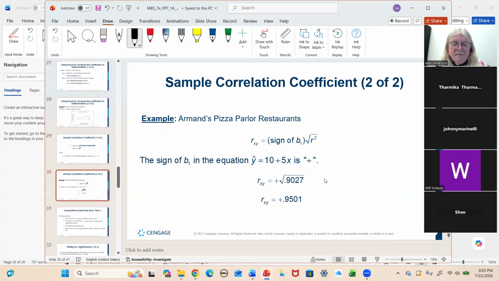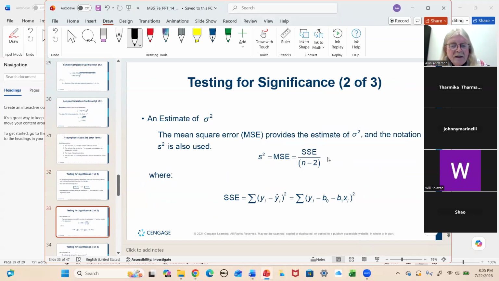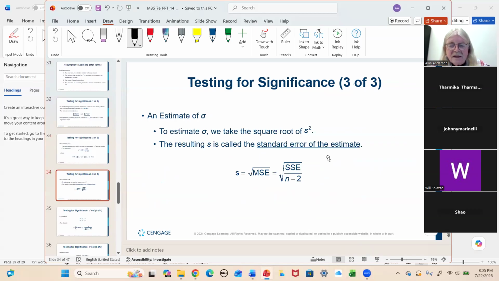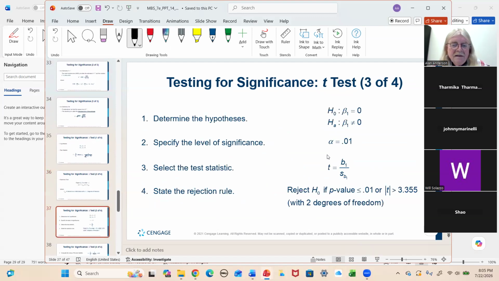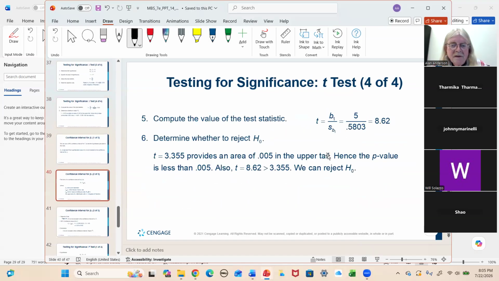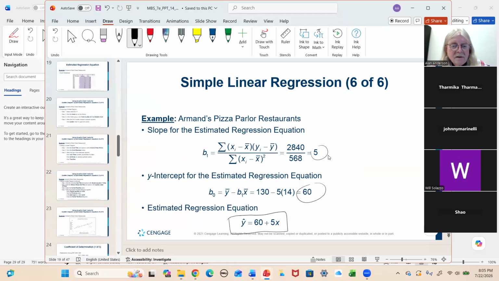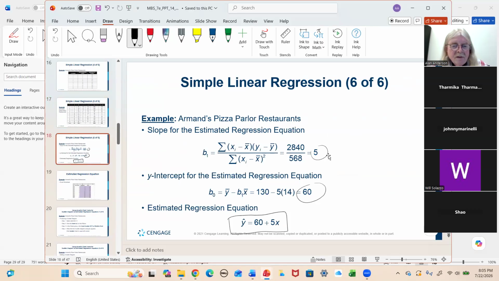All right. Let's see. Assumptions about the error term. Then at some point, we're going to actually do some calculations, some actual tests. Ah, there it is. And again, you'll kind of get used to it pretty quickly. Okay, so this is 18.